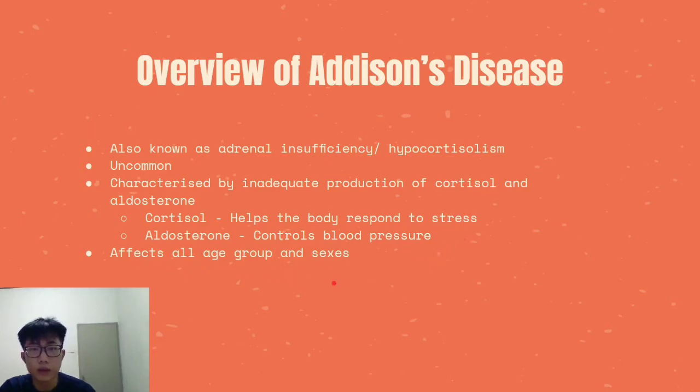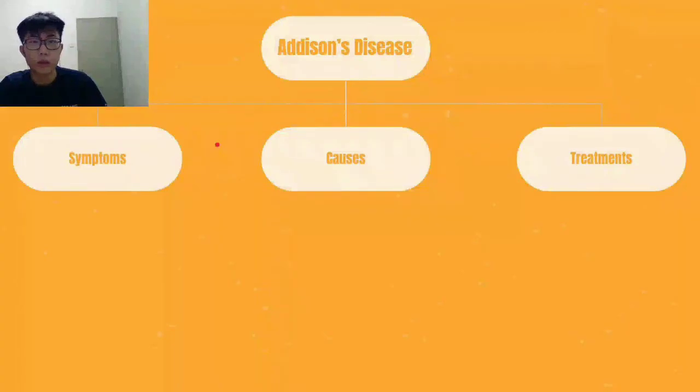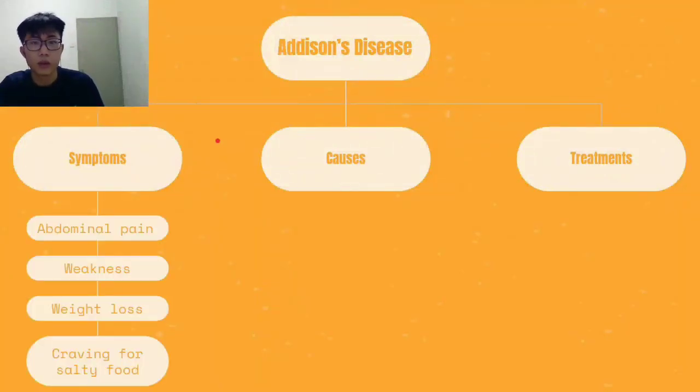So Addison disease is a disease that affects all age groups and sexes. Basically, it's more common in women who are 30 to 50 years old. Now we'll continue on the symptoms, causes, and treatments for Addison disease. There are many symptoms for Addison disease, but a few common ones are listed here: abdominal pain, weakness, weight loss, and craving for salty food.